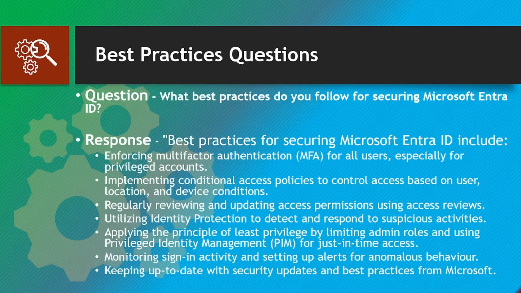Best practices for securing Microsoft Entra ID could be as follows. Enforcing multi-factor authentication, MFA, for all users, especially for privileged accounts. Implementing conditional access policies to control access based on users' locations and device conditions. Regularly reviewing and updating access permissions using access reviews. Utilizing Identity Protection to detect and respond to suspicious activities. Applying the principle of least privilege by limiting admin roles and using Privileged Identity Management, PIM, for just-in-time access. Monitoring sign-in activities and setting up alerts for anomalous or abnormal behavior. Keeping up to date with security updates and best practices from Microsoft.